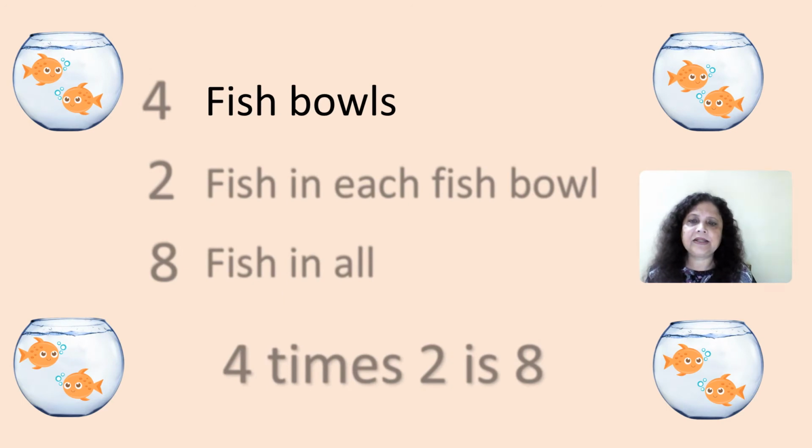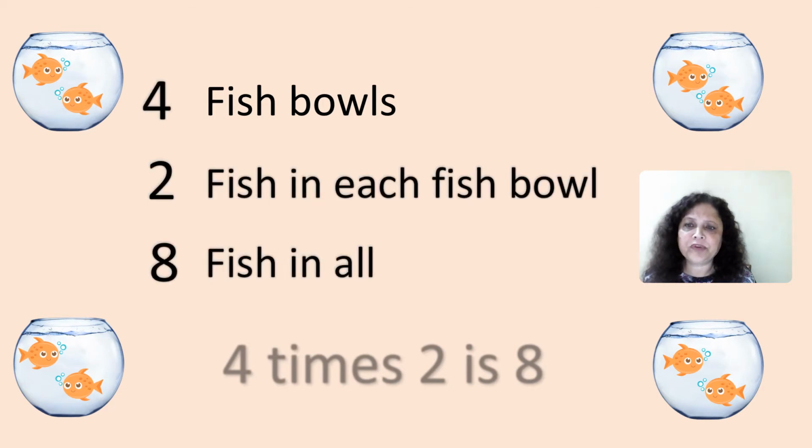Let's understand this multiplication sum, children. We have 4 fish bowls, 1, 2, 3, 4 fish bowls. 2 fish in each bowl. 8 fish in all. Now if we count them, we will get 8 fish in all 4 bowls. So 4 times 2 is 8. 4 twos are 8.